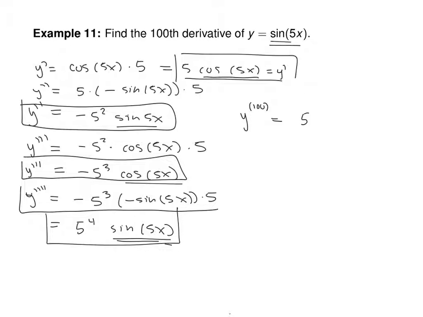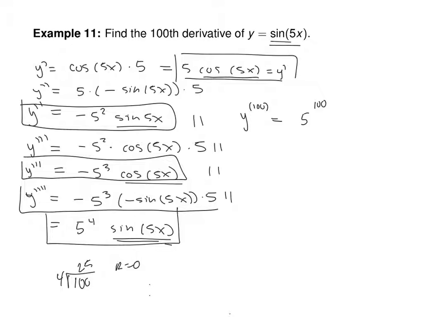100, that part's pretty obvious, right? Because every time you take a derivative, you get a 5 from the chain rule. Now the question is are you sine or cosine, and are you positive or negative? Does that make sense? The two things you've got to answer. The way you figure that out is you take 100 divided by 4, which is 25 with remainder equal to 0, right? And that means you're back in the original category. Because this is 1, 2, 3, 4, 5, 6, 7, 8.